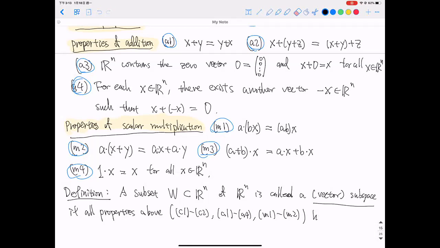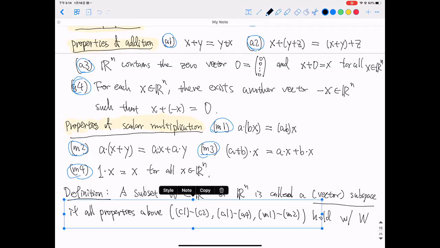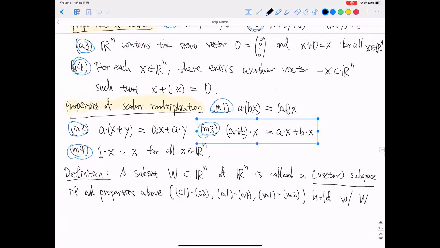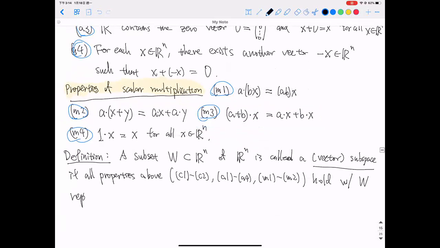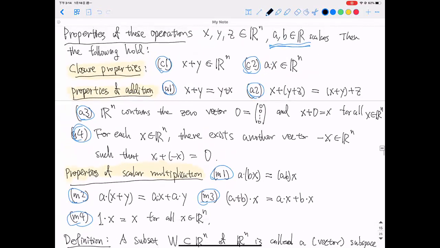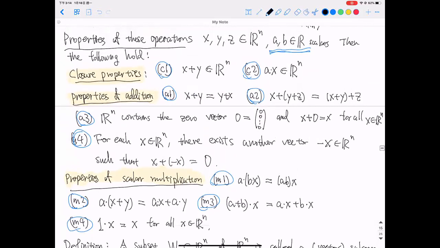If all these 10 properties hold with W replacing Rn. That is, for vectors in W, we require the following thing. Two vectors in W, x and y, we must have x plus y also in W.